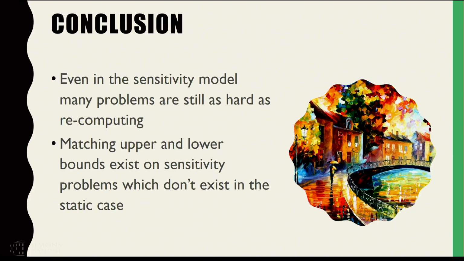So in conclusion, even in the sensitivity model, which seems like it's been constructed to make things easy on ourselves, we can still show hardness. And we often get matching upper and lower bounds. We can show that things are just as hard as recomputing from scratch, and other sorts of surprising results in the case where it seems like preprocessing should just be so powerful.